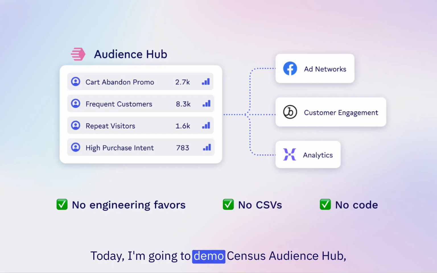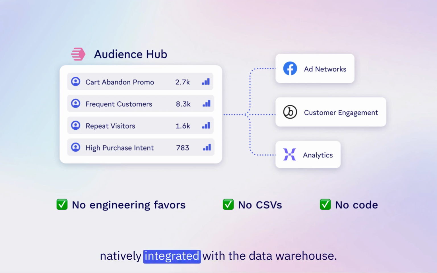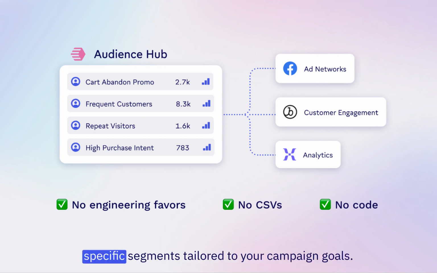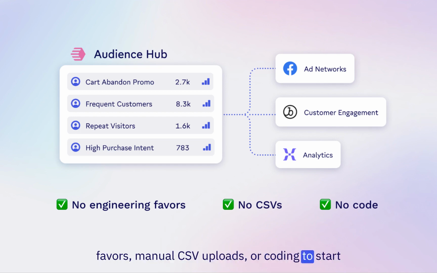Today, I'm going to demo Census Audience Hub, a powerful point-and-click audience builder natively integrated with the data warehouse. You can use a combination of demographic, behavioral, and identity data to create highly specific segments tailored to your campaign goals. The best part is, you don't need any engineering favors, manual CSV uploads, or coding to start improving your marketing with better data.